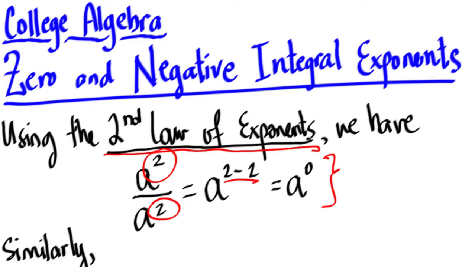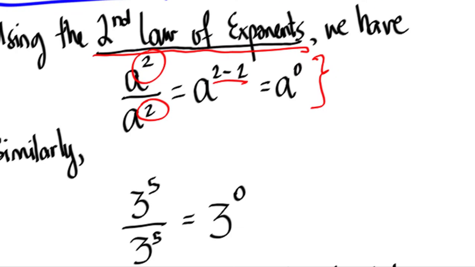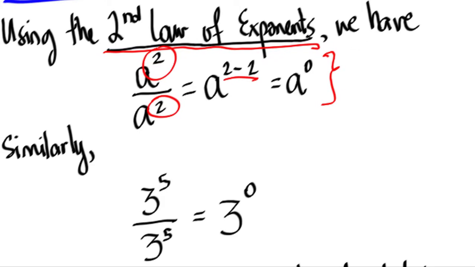Similarly, we can also see this if we are given specific integer examples. So what we have is 3 raised to 5, divided by the same number, 3 raised to 5, as you can see. There's a hidden step here, which is similarly 3 raised to 5 minus 5. Of course, 5 minus 5 is 0. So this is our answer for this specific example.